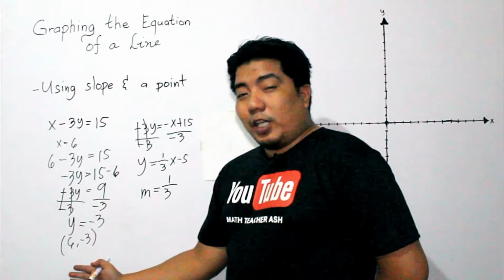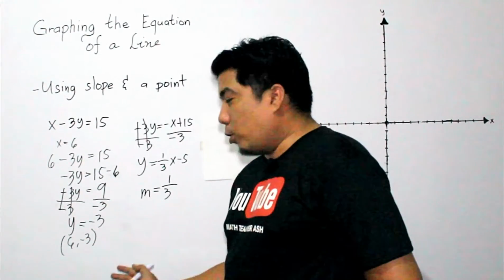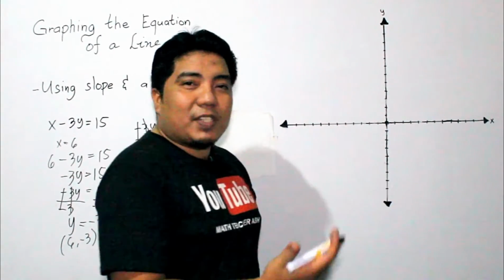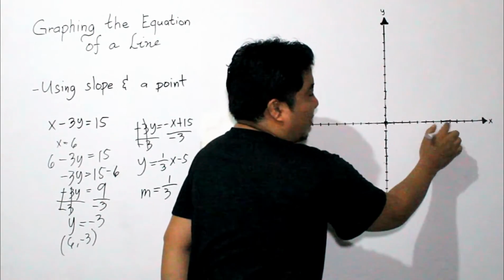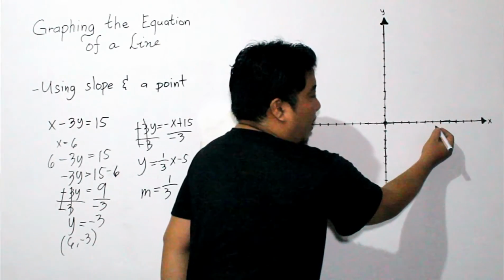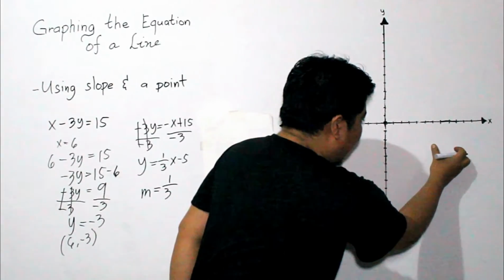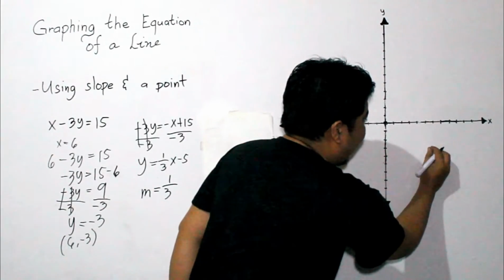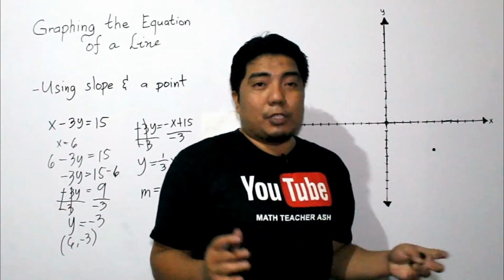So, what we will do is plot first our first point and then use our slope. So, this is positive 6, negative 3. Where is positive 6, negative 3 located? That is 1, 2, 3, 4, 5, 6. This is the x coordinate. And then, negative 3: 1, 2, 3. So, this is the place. Alright, so that is our first point.